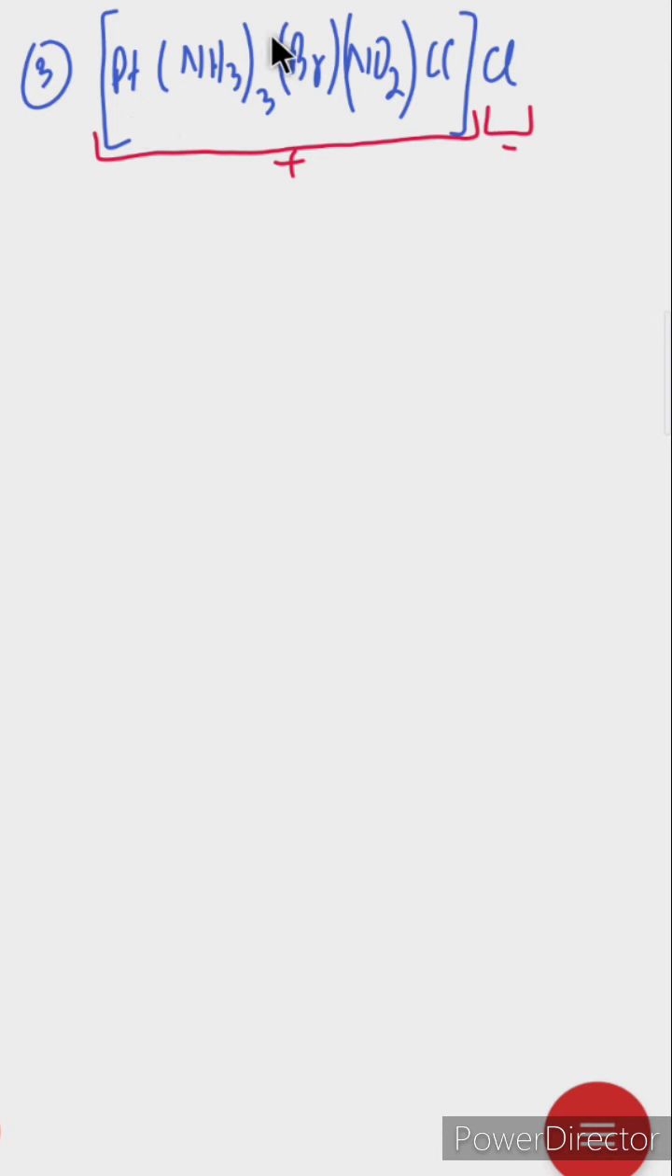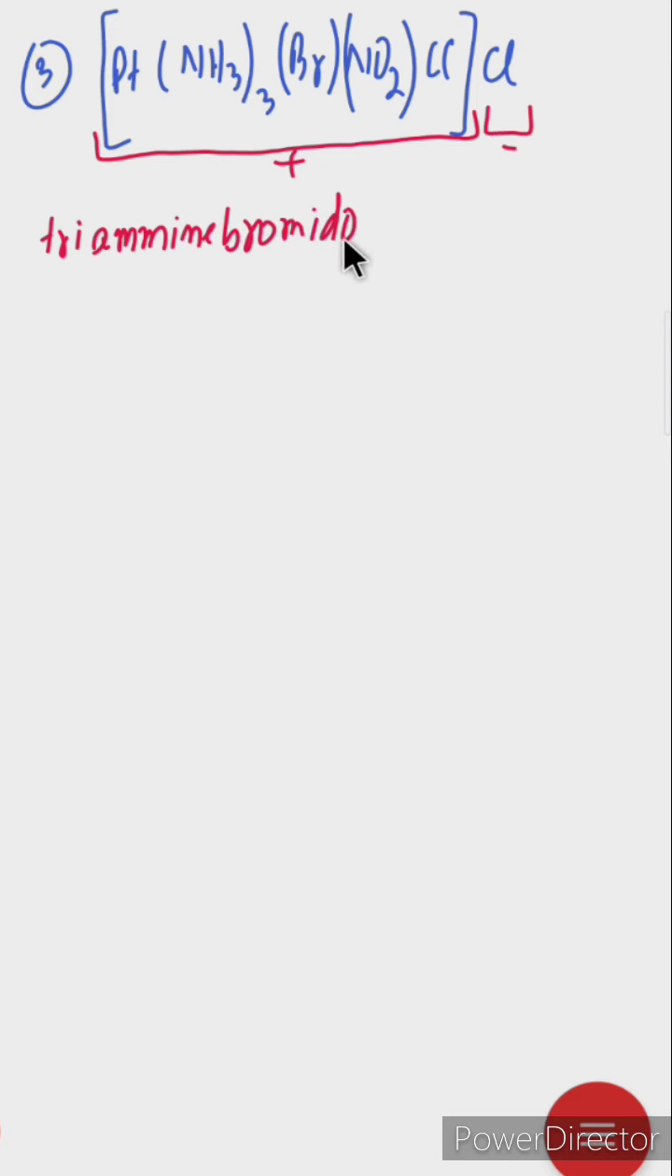So let me write this complex first, since it is the cation, and for writing the complex, the ligands must be written in alphabetical order. This is amine, this is bromido B, this is chlorido C, this is nitrito N. So in alphabetical order, I need to write amine first. How many amine are there? Ammonia molecules is 3, so I need to write tri here. Triamine.